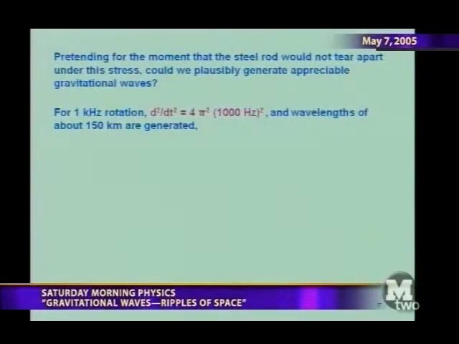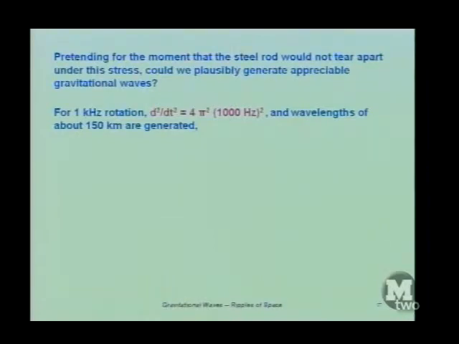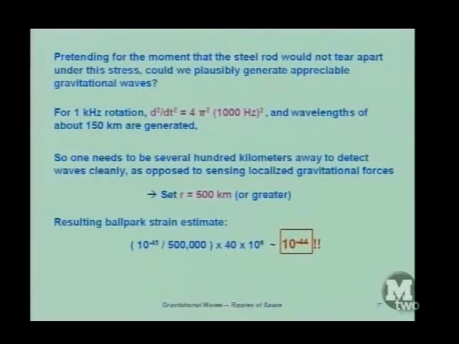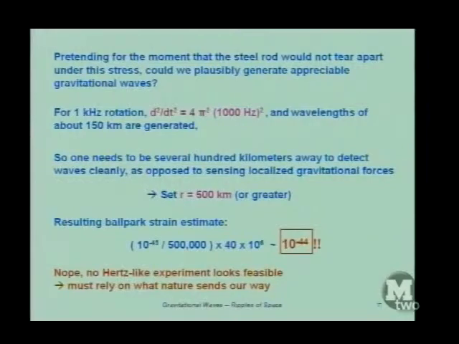Now, if you want to establish that you're measuring gravitational waves and not just measuring gravitational forces that happen to be close to where you're measuring, you need to be several wavelengths away from your source. So that means we need to make r at least 500 kilometers to verify that we are seeing actual radiation. So if we now plug in the numbers, we get a ballpark strain estimate from this contraption of 10 to the minus 44. Okay, so we're not going to be able to do what Hertz did.